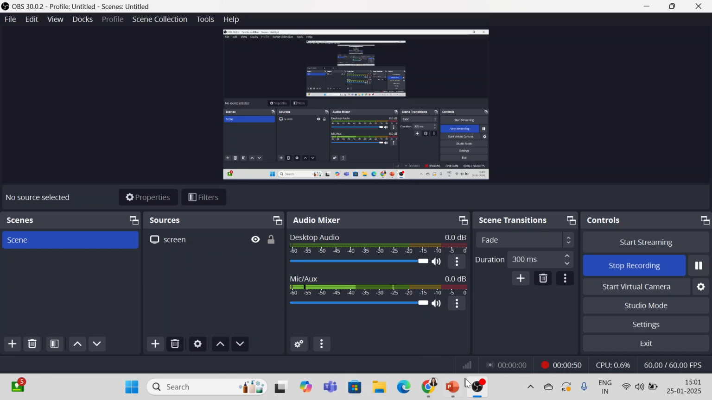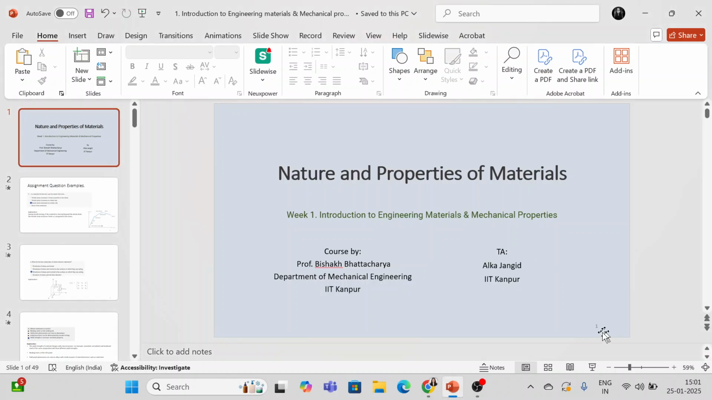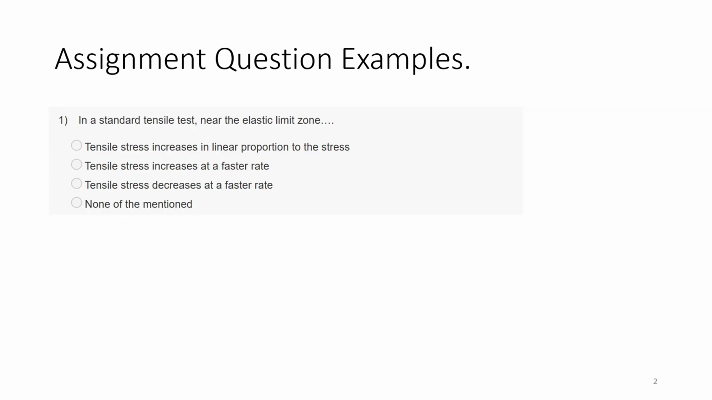Firstly, we'll be going through some sample assignment questions which will be helping you in solving your weekly assignments. And then we'll go through some lecture notes.